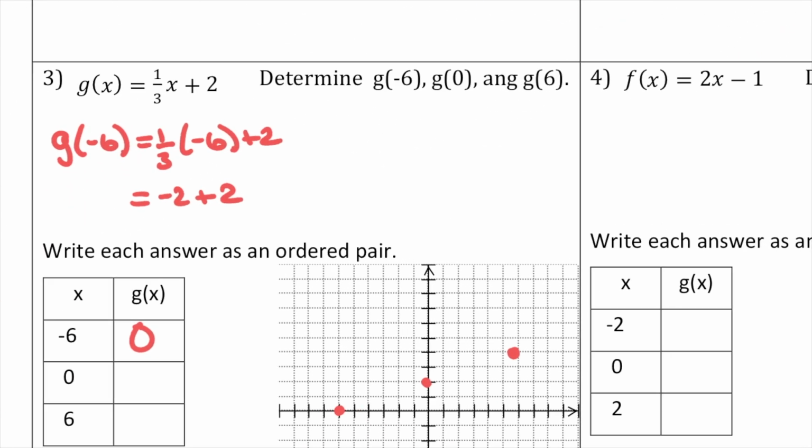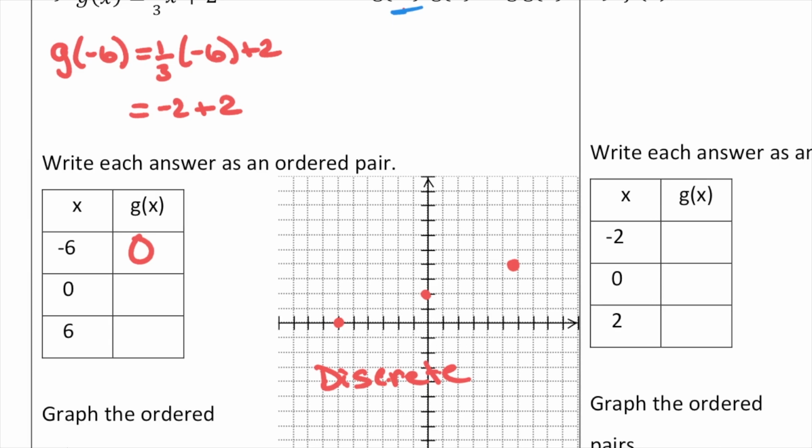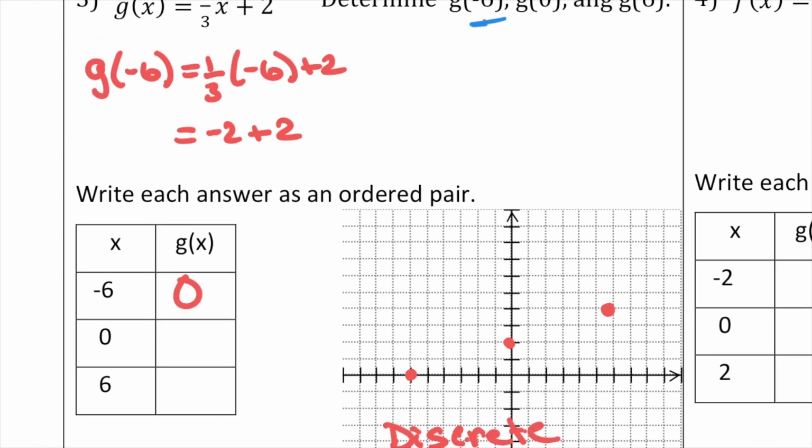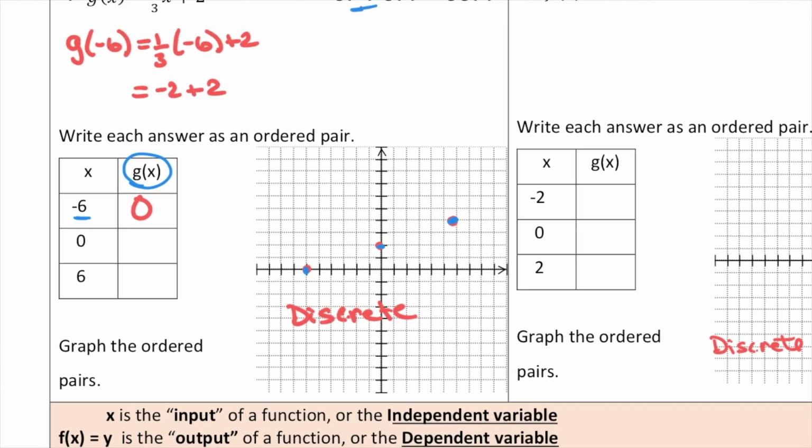Question 3 is a reminder of how to work with fractions. The x value for our first part is negative 6. That's going to be replaced. Once we replace that negative 6, then you simplify and have your answer. Once you have an answer, notice you can list your x value is negative 6. Your g of x value is going to be 0. Plot all the points that you get. Now, since you were told which points to pick, this is a discrete graph.